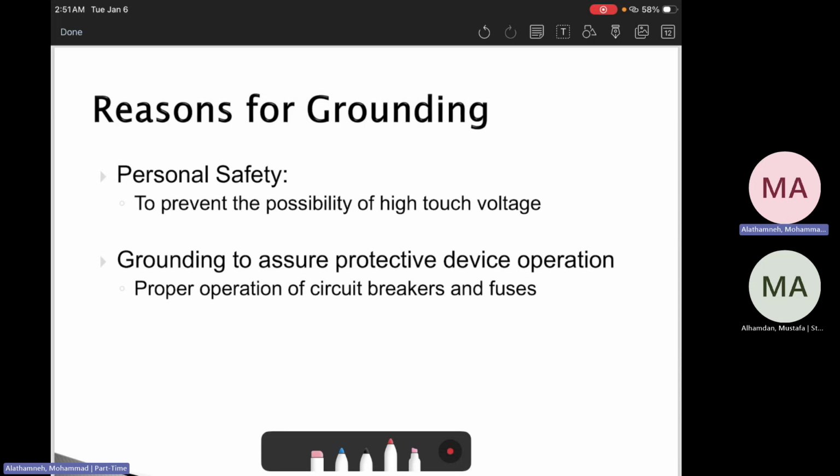This will create a problem which will impact the overall safety, or it can cause fires. So that's the thing that we need to worry about. We need to make sure nothing will be impacted.